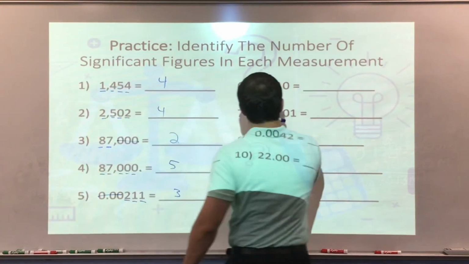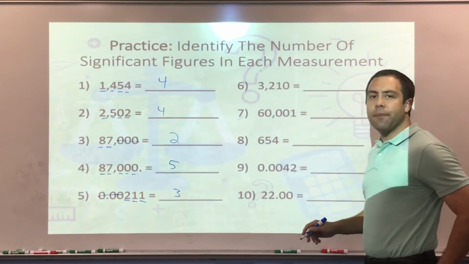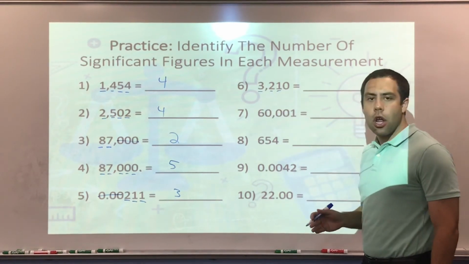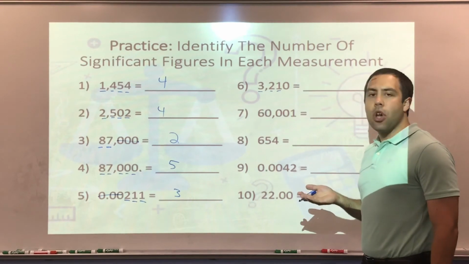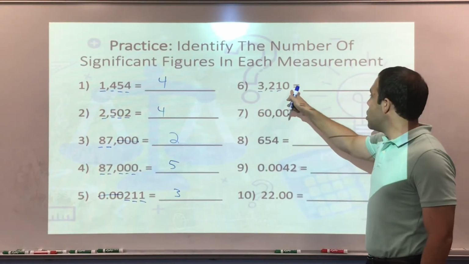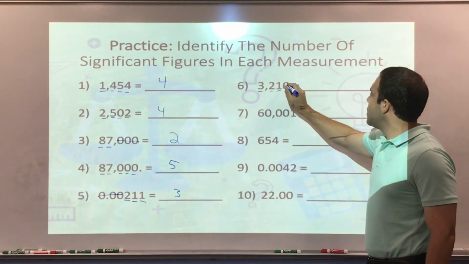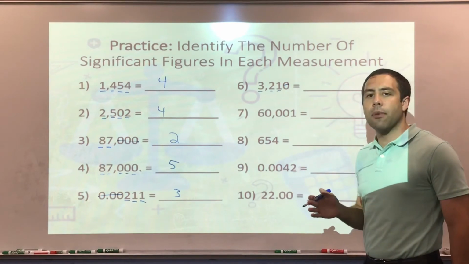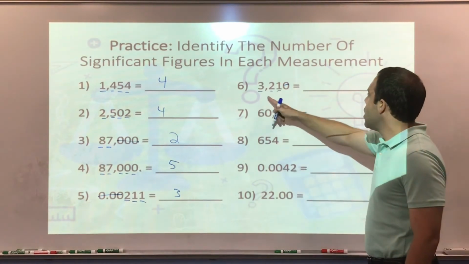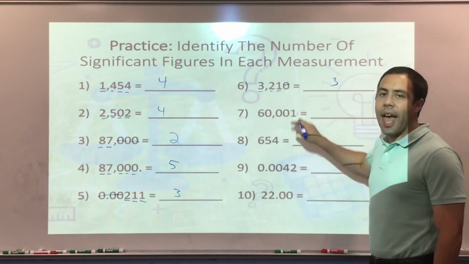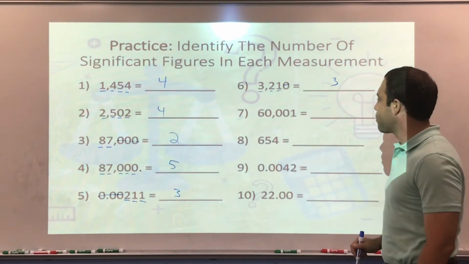For number 6, we have 3,210. 3, 2, and 1 are all significant because they are non-zero. But here we have a trailing 0, no decimal point. So this 0 is just there to hold the place of the 3, the 2, and the 1, to make this number 3,210. So only the 3, the 2, and the 1 are significant. Therefore, this question has 3 significant figures.